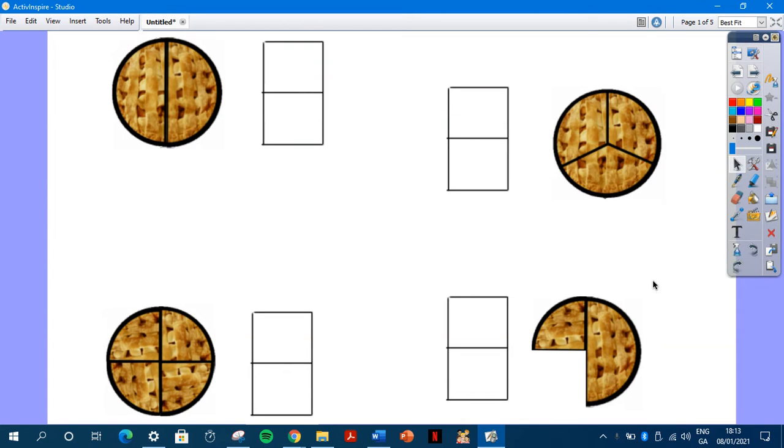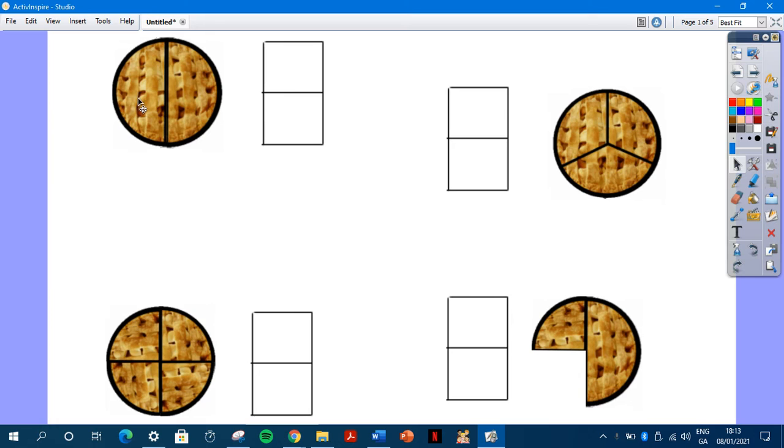Okay, so hopefully most of you have watched that song and it's helped you understand it a little bit better. So the numerator is the part that we're looking for, and the denominator is the whole amount of the item. So say for example this first pie we have here. Say that this is apple pie and I love apple pie.